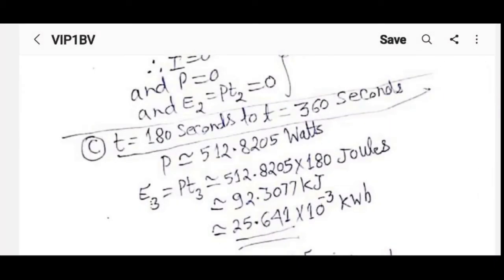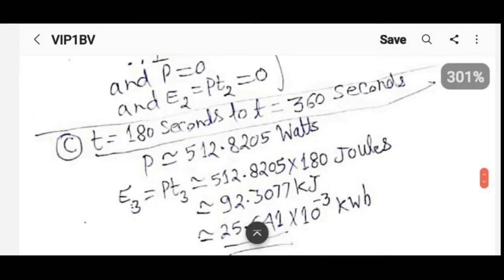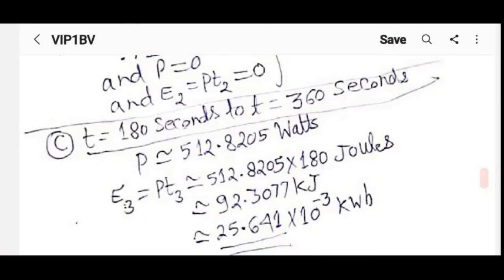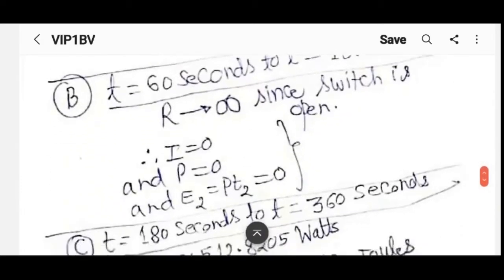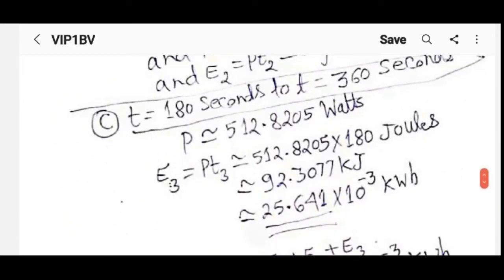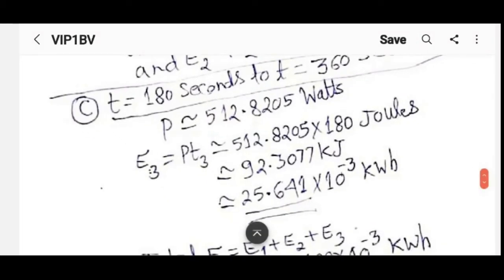but now it is closed for 180 seconds. You can calculate the power. It will be the same as in part A. Power doesn't change. Whatever value you got in part A will apply here also, because it's the same circuit. But energy would now be this power multiplied by time, which is 180 seconds. So you can see the value of energy in joules. I have given the value in kilowatt hour also. If you want, you can use that also.